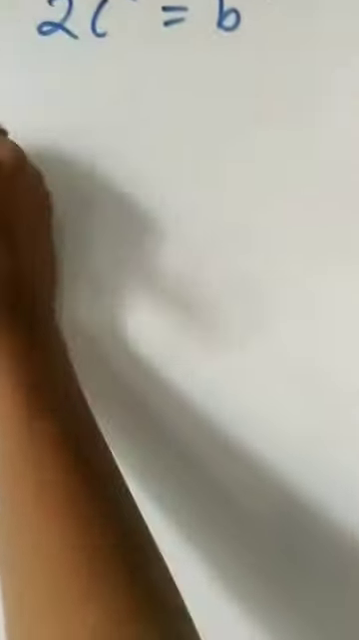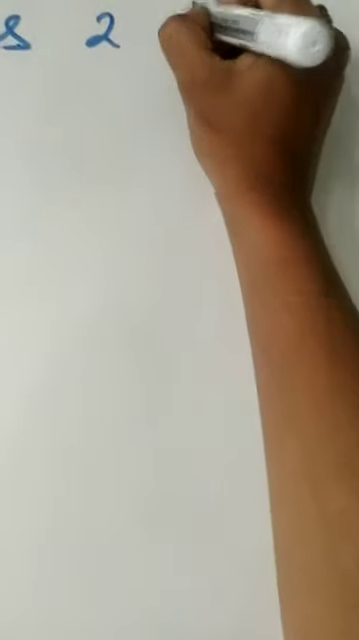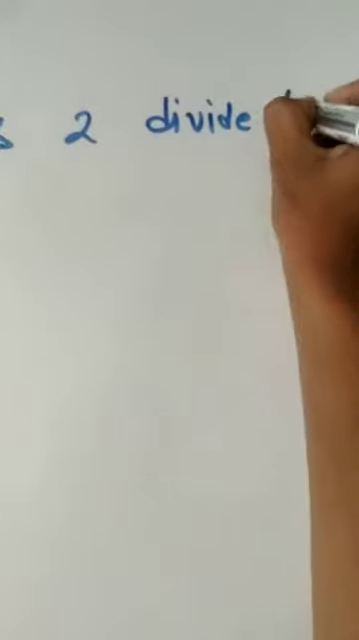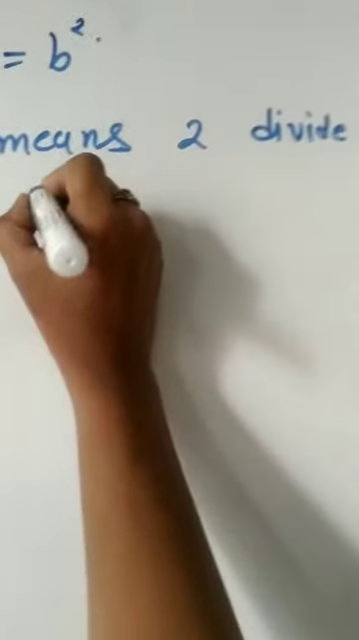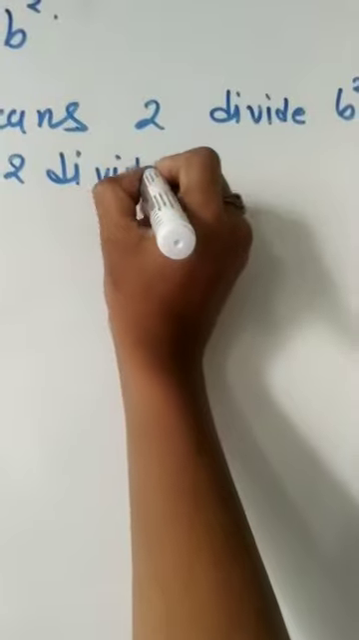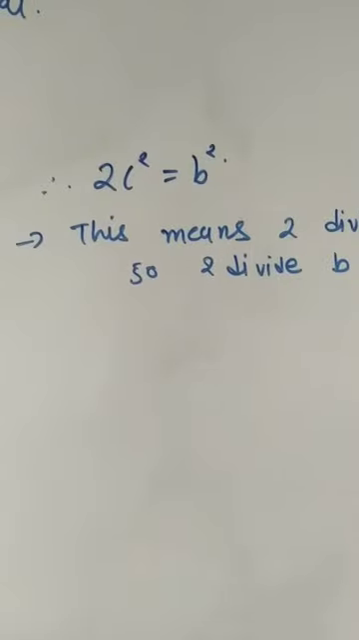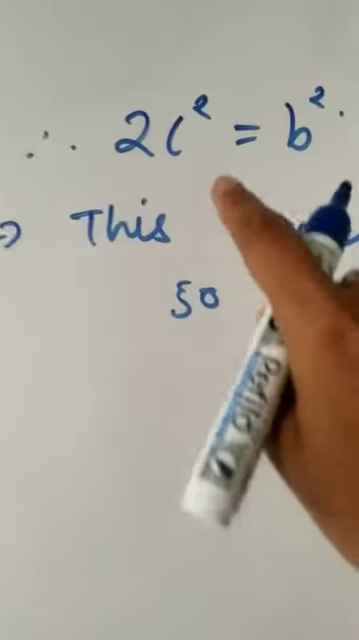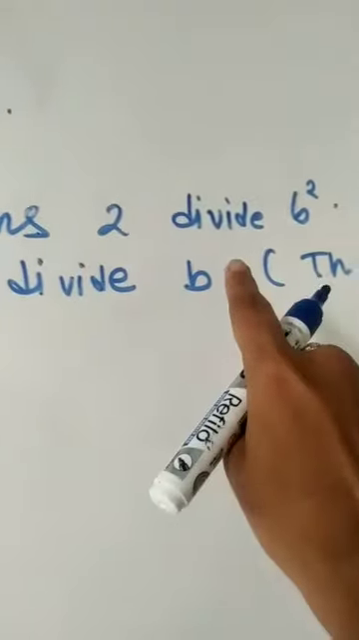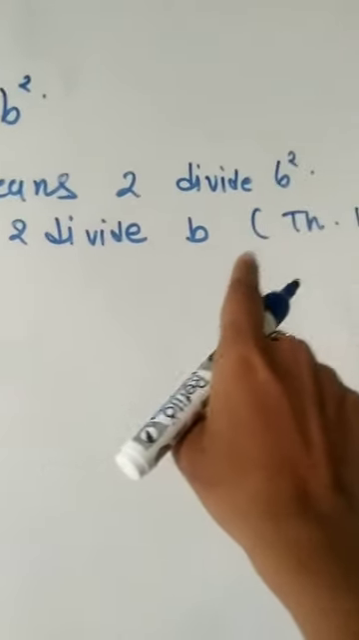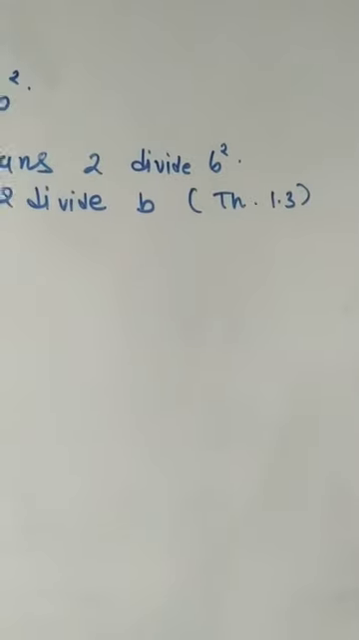Here we will write one line. This means this 2 can divide b square. So 2 divides b according to theorem 1.3. So again here we will write that 2c square is equal to b square. This means 2 divides b square. So 2 divides b according to theorem 1.3.